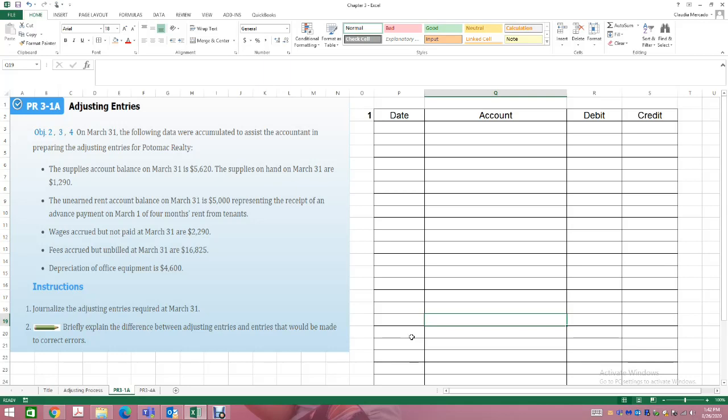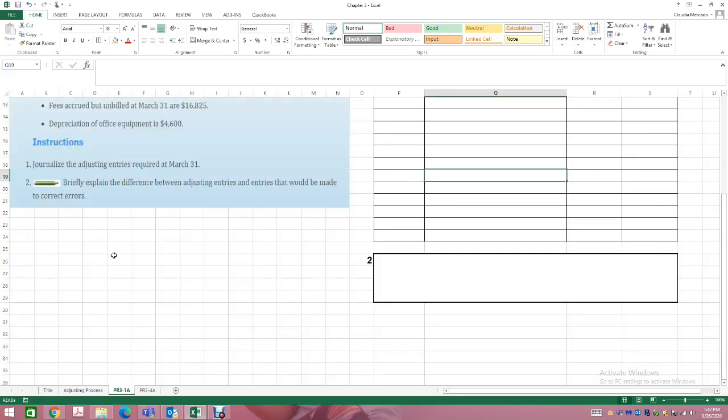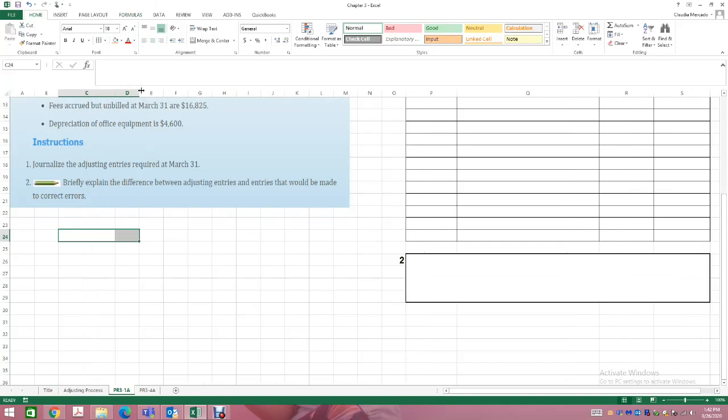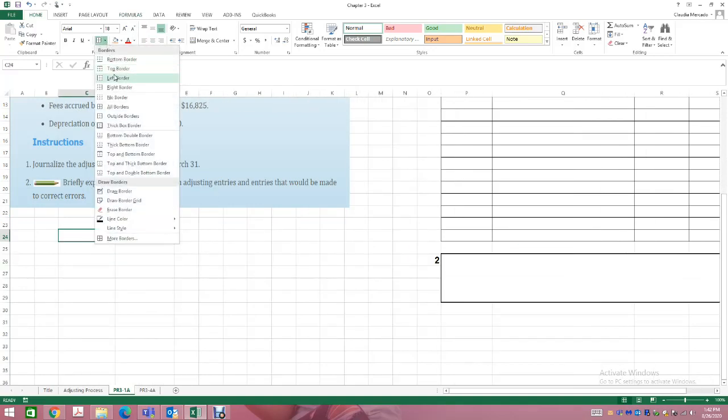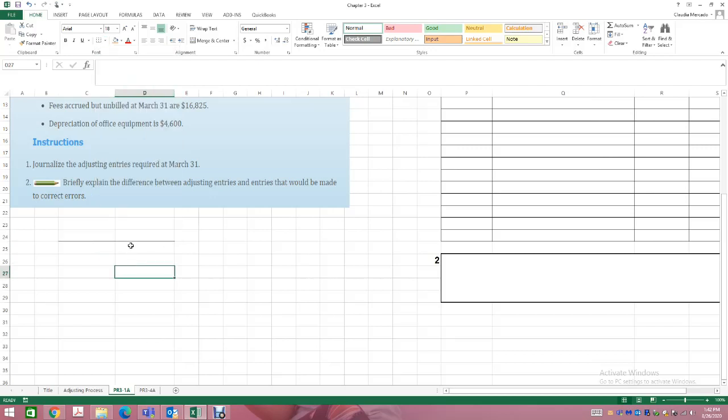So let's read over the first bullet. Okay, so it says the supplies account balance on March the 31st is $5,620. The supplies on hand on March 31st is $1,290. You know what? To help you illustrate, let me create a T account. Okay, I like using T accounts because it provides us with a visual representation of what the balances in our accounts are.